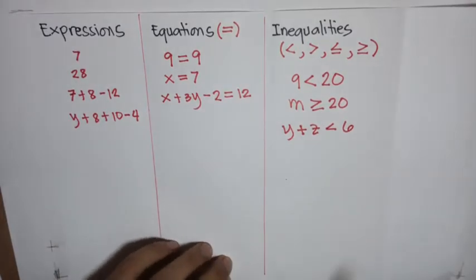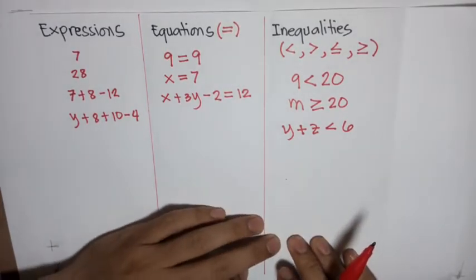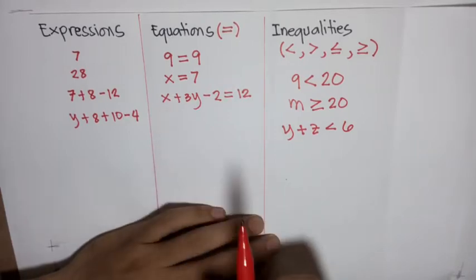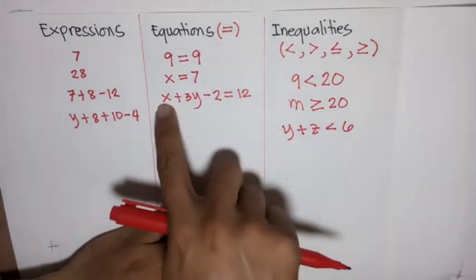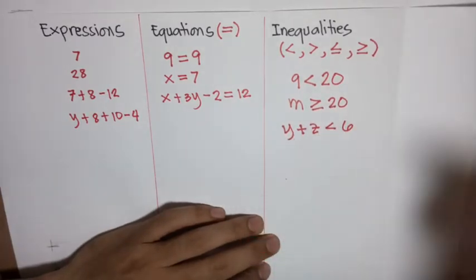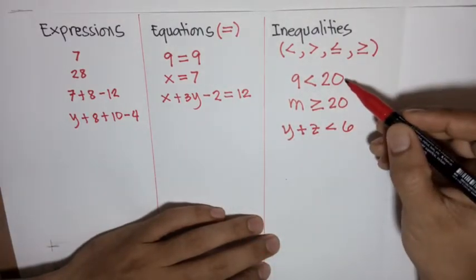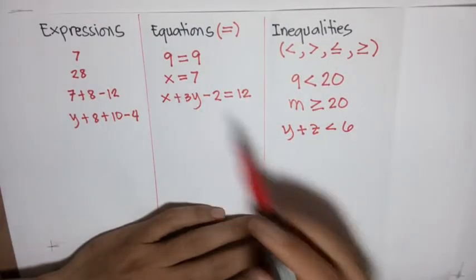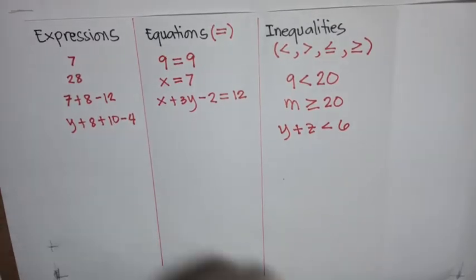Now, let's continue. How can we know that an equation has two variables? Just the same. This one has two variables. This inequality has two variables. This one has no variables. This one has one variable, x.